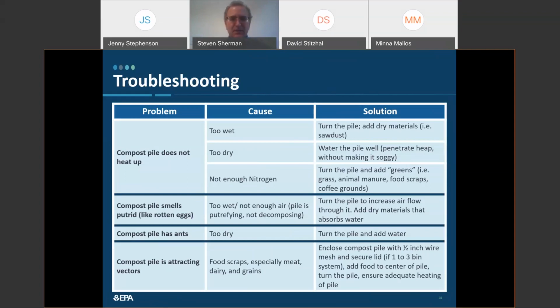Okay, so too wet, too dry, not enough nitrogen. You can see the solutions there. They typically involve turning and watering or adding different types of materials.